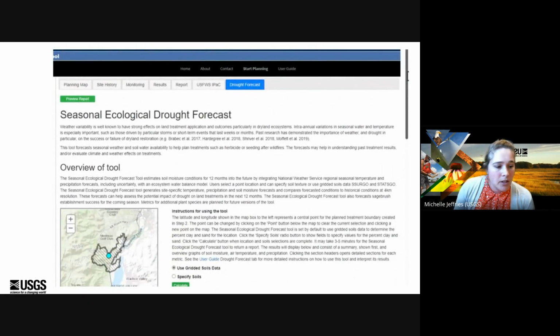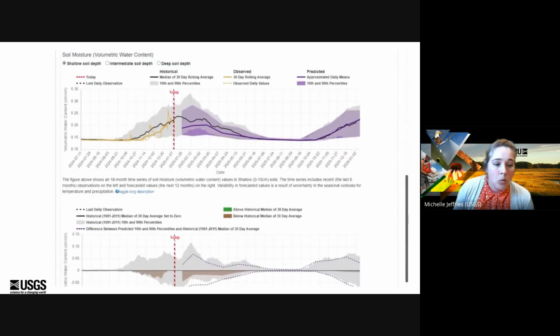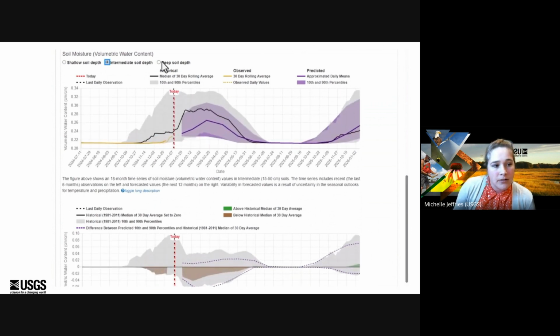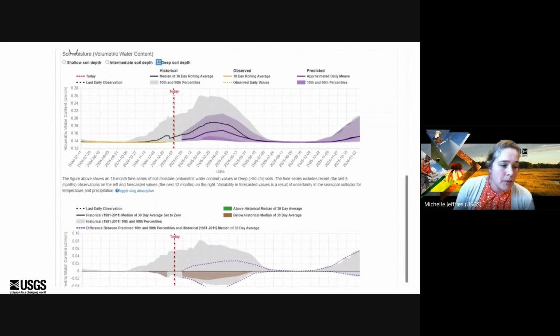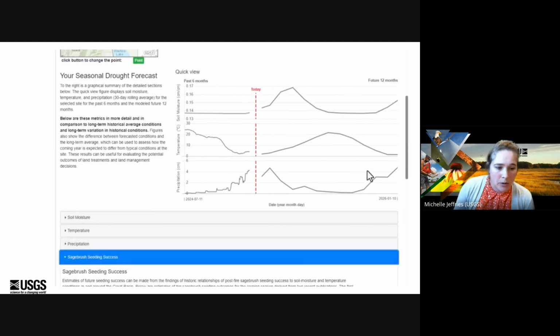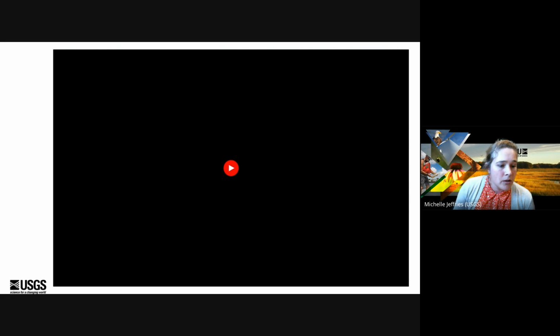We also have some historic and future drought information. This is showing a projected 1 year of soil moisture at this study location. And we can toggle that to different depths of soil moisture. So depending on what you're seeding or planting, they might require different depths of available soil moisture. For sagebrush, we also, oh, it's supposed to pause there.